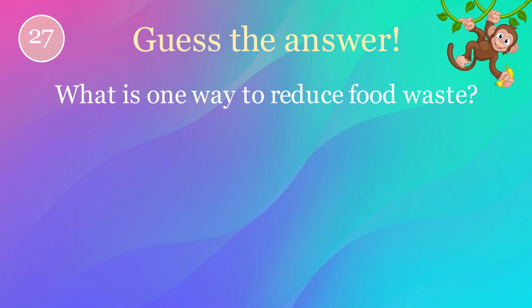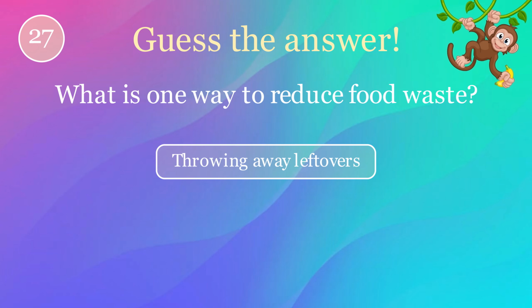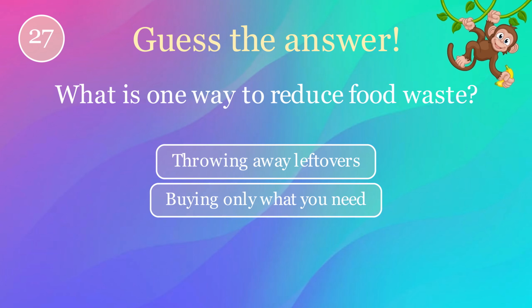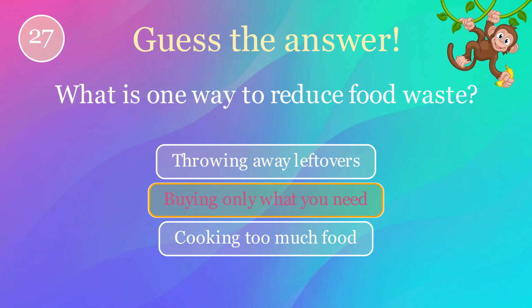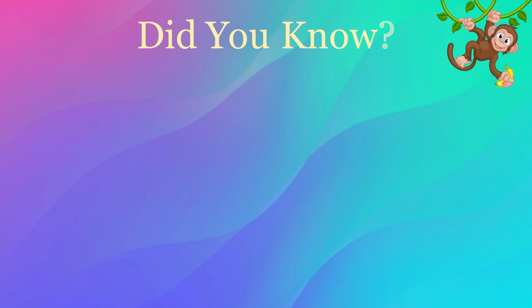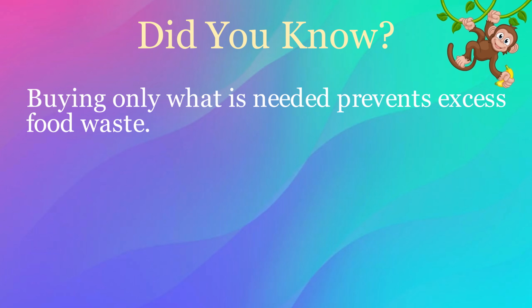What is one way to reduce food waste? Throwing away leftovers. Buying only what you need. Cooking too much food. The correct answer is, buying only what you need. Here's an interesting fact: buying only what is needed prevents excess food waste.